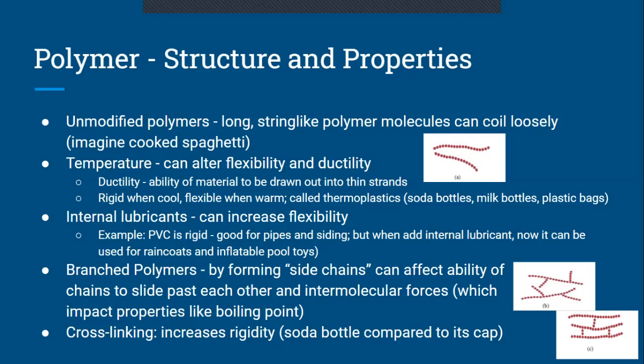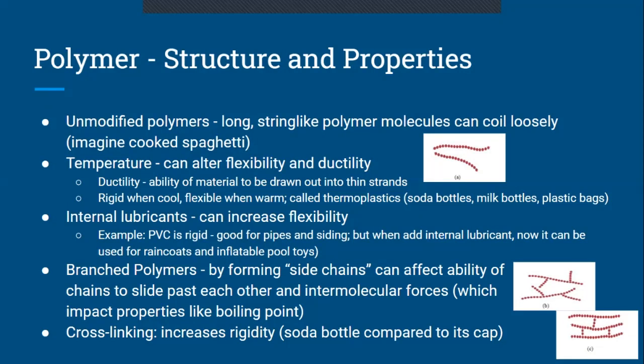Now, temperature can affect the flexibility and ductility of these. Ductility is just the ability to draw something out into that strand. We've talked about it in terms of metals being ductile to draw them into wires. That provides our copper wiring in our houses. Polymers can be ductile too, and now we're going to call it a thin strand instead. So when polymers are cool, they can be very rigid, and when they're warm, they can be very flexible.